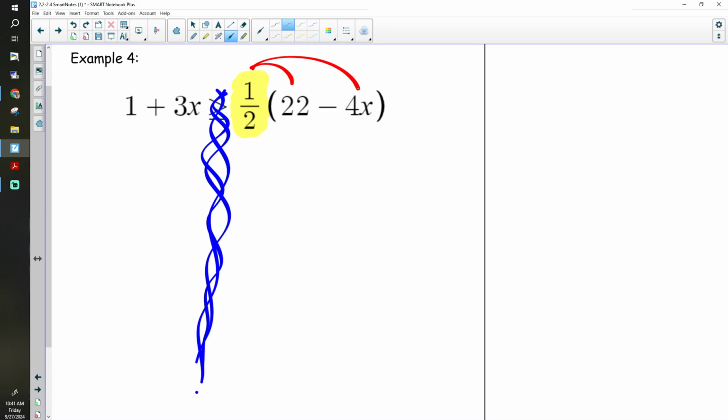Now I'm gonna move 3x. Okay, so how are you gonna move it? It's positive, so you gotta do the opposite. Opposite of a plus 3. Opposite of adding. Taking away. Yeah, subtracting. So subtract 3x on both sides. Okay, so now do your 1/2 times -4.